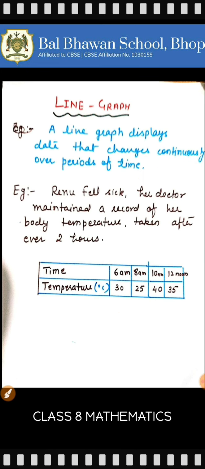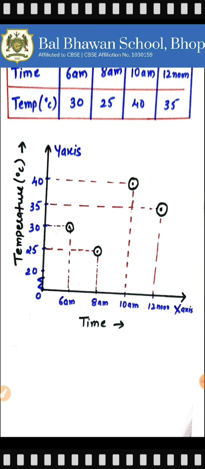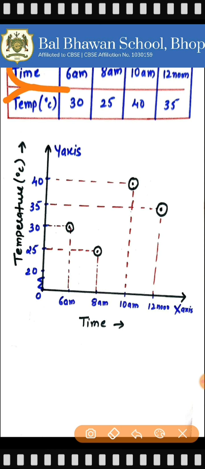Let's see. This is our data, time and temperature. Time will be represented on the x-axis, meaning time will be the title of the x-axis. And the temperature will be the title of the y-axis. First of all we have to give the title of both the axes. Okay, time and temperature. This is also called a time-temperature graph.